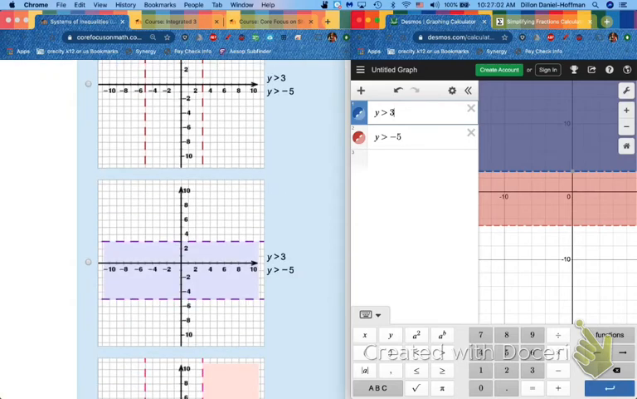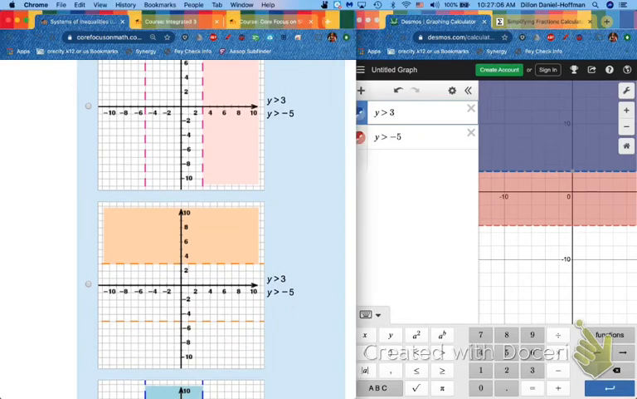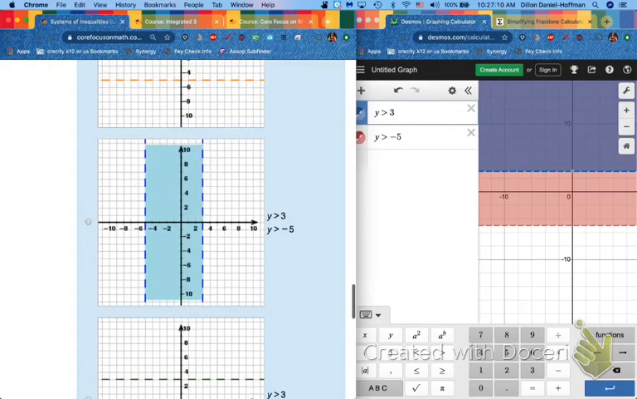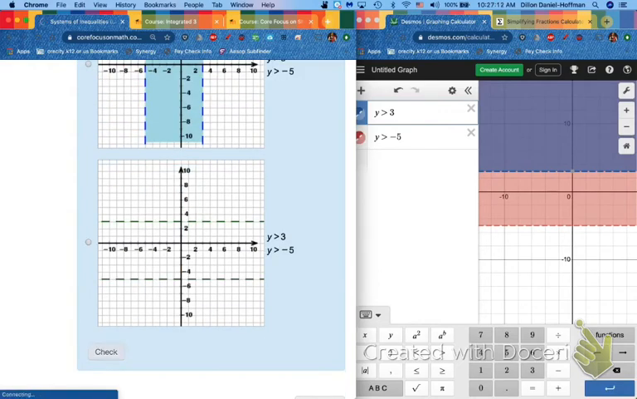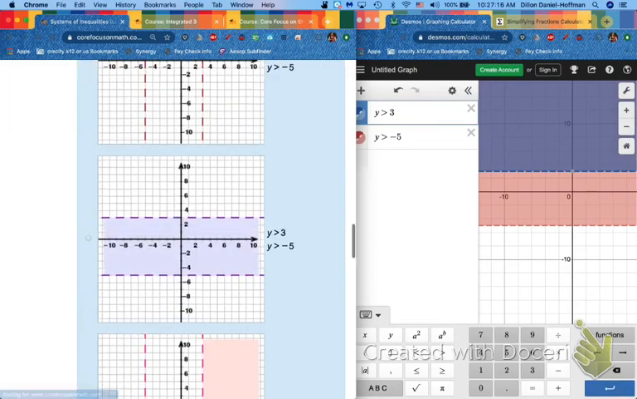That's in the middle. That's the wrong direction. Right here, we've got just the top shaded in. And that's what we want. Cool, cool, cool.